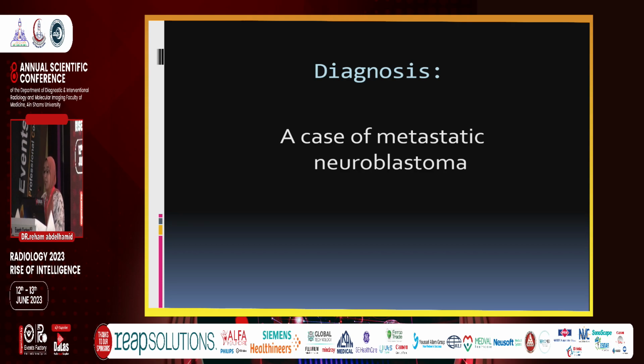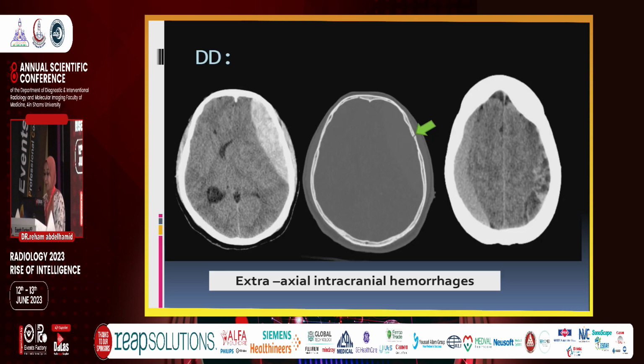So, what's our differential diagnosis? First, the extra-axial intracranial hemorrhages. First, the extradural hemorrhages, where we should check the bone window, searching for an underlying skull fracture, and the other image is subdural hemorrhage.